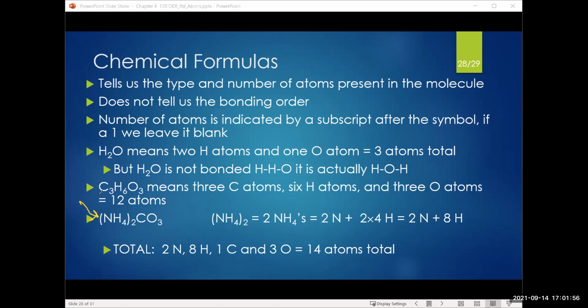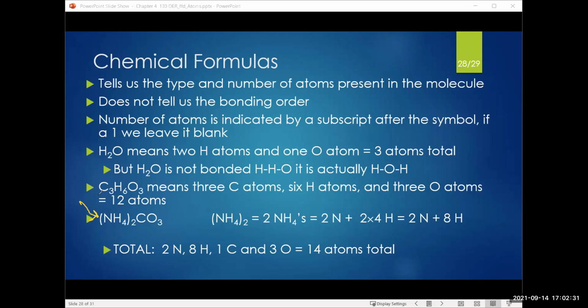If we need to add more, which we're going to learn that sometimes we do, we put a parenthesis and a subscript. So that tells us that we have 2 nitrogens and a total of 8 hydrogens within that parenthesis, okay? And then we have the C for carbon, 1 carbon, and 3 oxygens. So we have a grand total of 14 atoms: 2 nitrogens, 8 hydrogens, 1 carbon, and 3 oxygens.